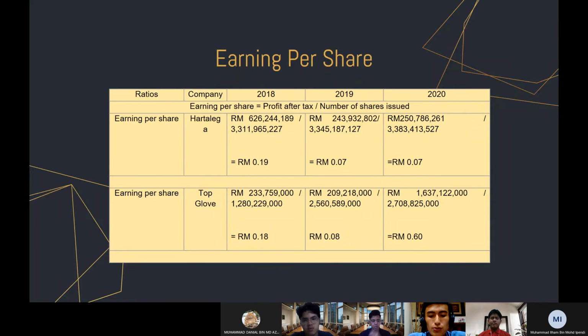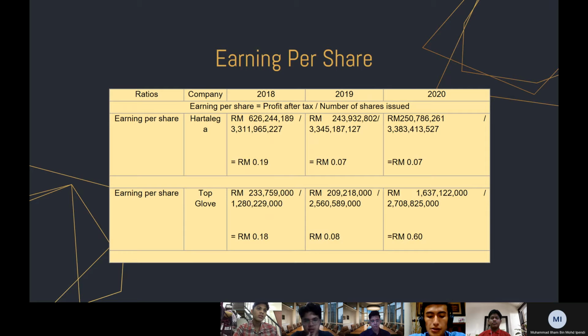For 2019, it is 0.07, and for 2020 it is also 0.07. So we move to Top Glove, earning per share for Top Glove. For the year 2018, the earning per share for Top Glove is 0.18. For 2019 it is 0.08, and for the year 2020 it is 0.60, which is quite high.